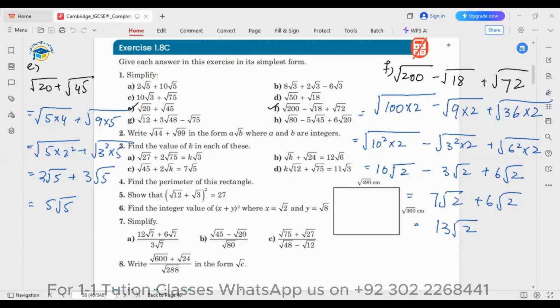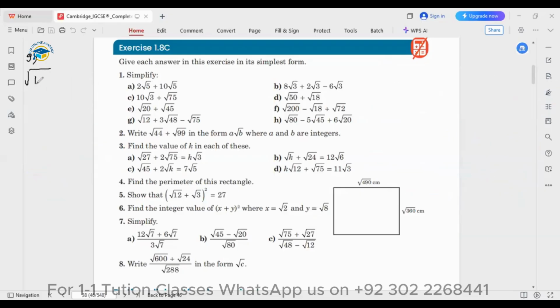Hope these are getting clear now. So next, moving towards part number G. In part number G, we have the surd as square root 12 plus 3 square root 48 and negative square root 75. So this time again, we will try to make one perfect square, and along with that one number will be the prime number. So 4 times 3 is 12, this will give us one perfect square, and one is the prime number 3.